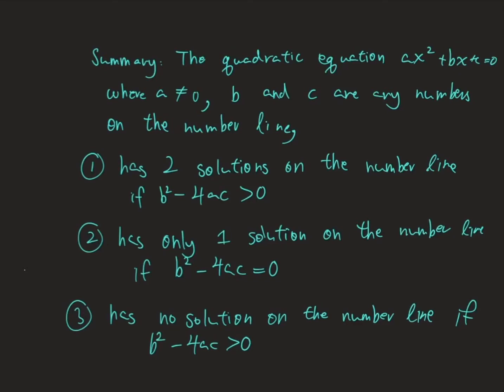So let's do a quick summary. The quadratic equation ax squared plus bx plus c equals 0, where a does not equal 0, and b and c are any numbers on the number line, has two solutions on the number line if b squared minus 4ac is larger than 0, has only one solution on the number line if b squared minus 4ac is equal to 0, and has no solution on the number line if b squared minus 4ac is smaller than 0.